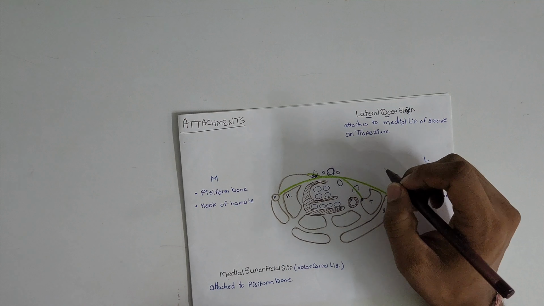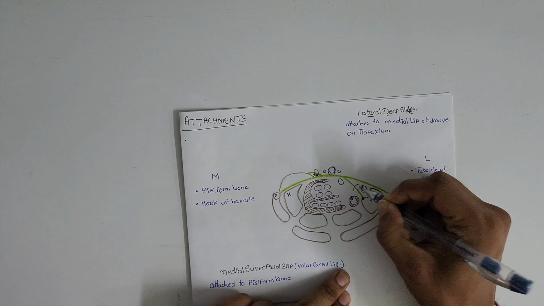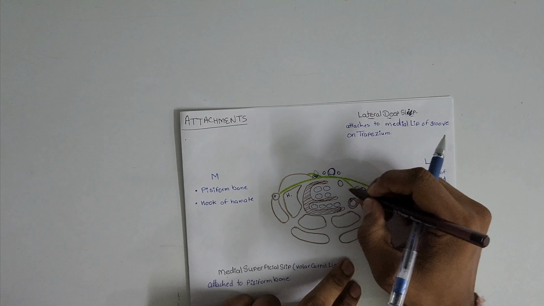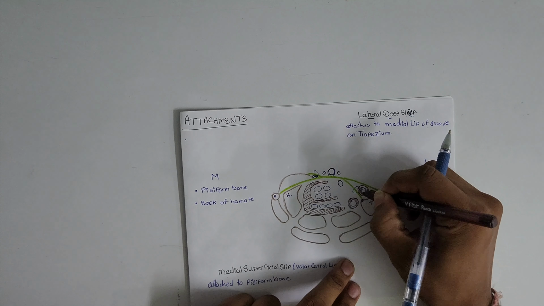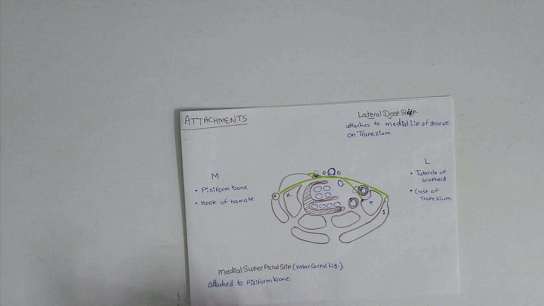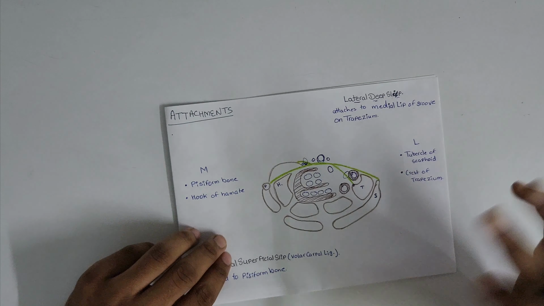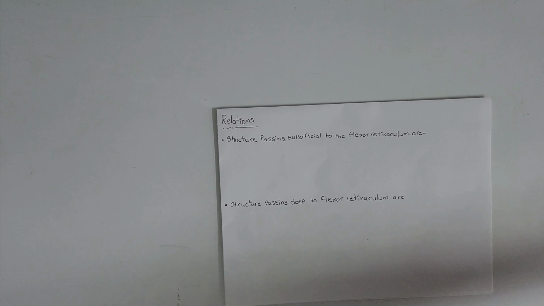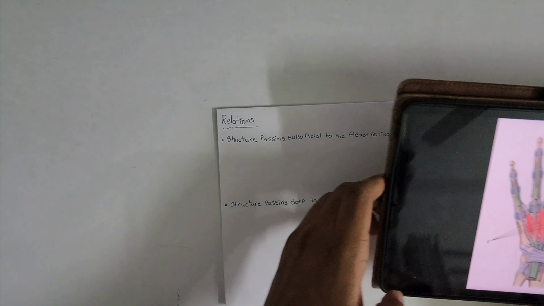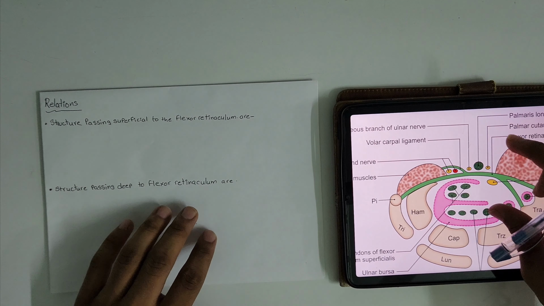We will once again cover all this, and here I have the flexor carpi radialis muscle and its bursa. I know here it is getting a little bit all at a time. So, structures passing superficial to flexor retinaculum, now along with the diagram, I am explaining to you.